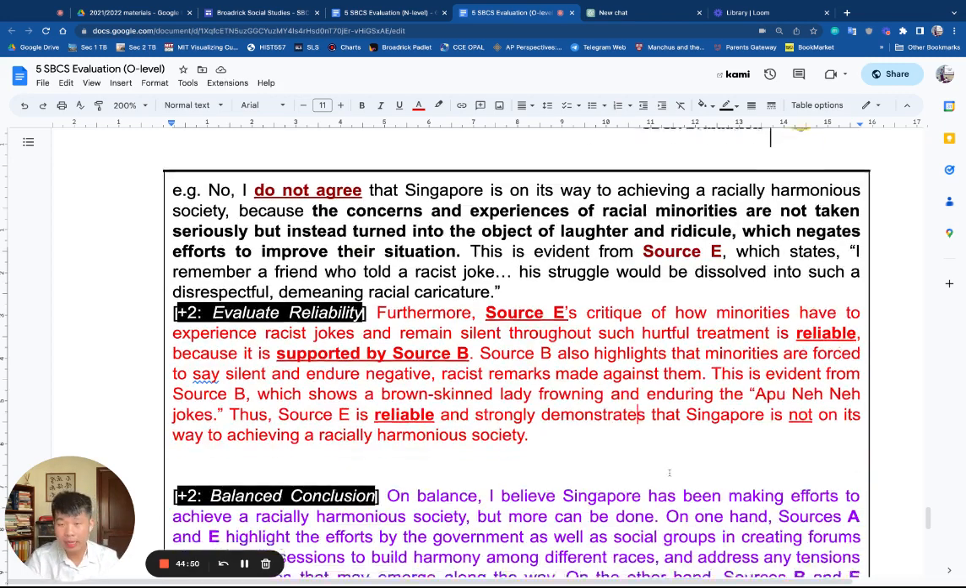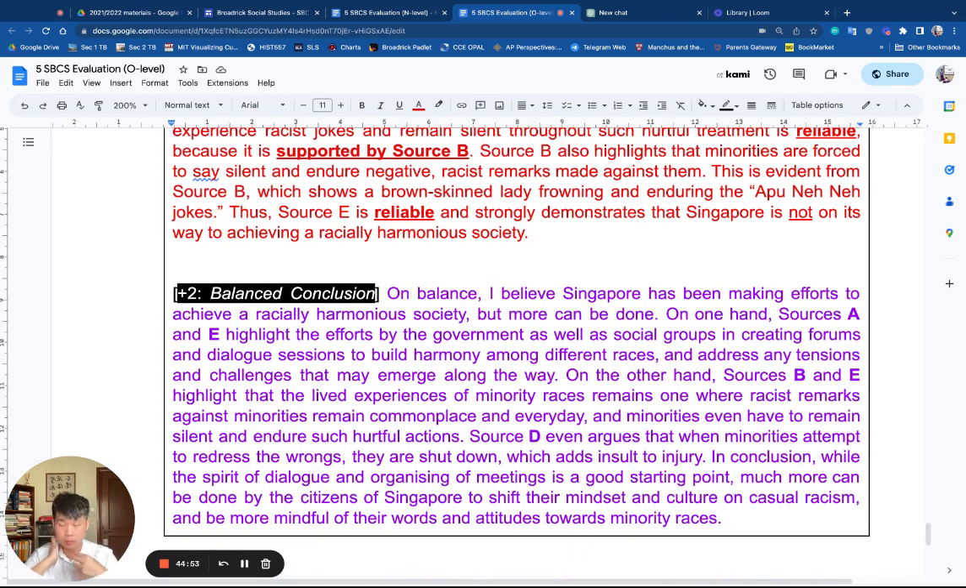Another route, the last route, balanced conclusion. I'm just going to read this out. So you could do this route. On balance, I believe Singapore has been making efforts to achieve a racially harmonious society, but more can be done. On one hand, sources A and E highlight the efforts by the government as well as social groups in creating forums and dialogue sessions to build harmony among different races and address any tensions and challenges that may emerge along the way. But on the other hand, sources B and E highlight that the lived experience of minority races remains one where racist remarks against minorities remain commonplace and everyday.